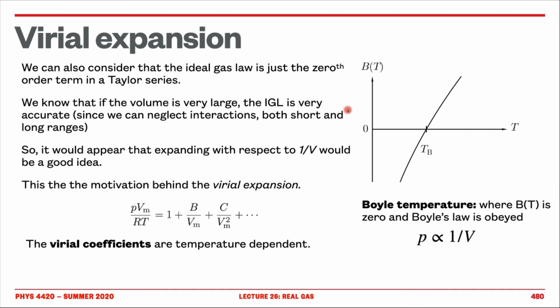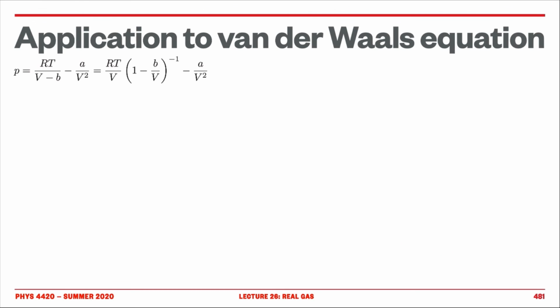Actually, the place where the temperature-dependent B coefficient gets to 0 is going to be called the Boyle temperature. This is just a number that you can find in tables when describing gases. So let me remind you: if B equals 0 at a given temperature, which is called the Boyle temperature, we of course recover Boyle's law, which is P proportional to 1 over V. Very good. Let's try to apply this to the van der Waals equation.